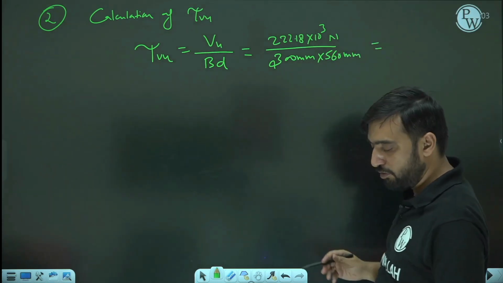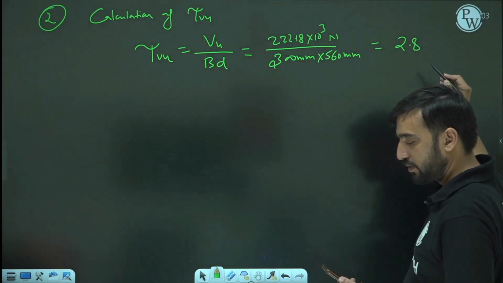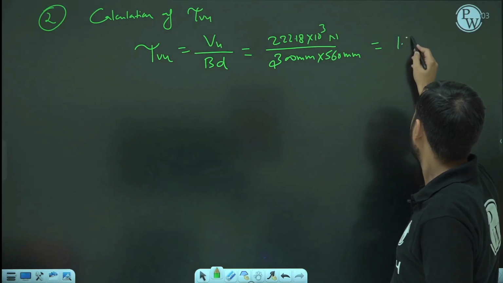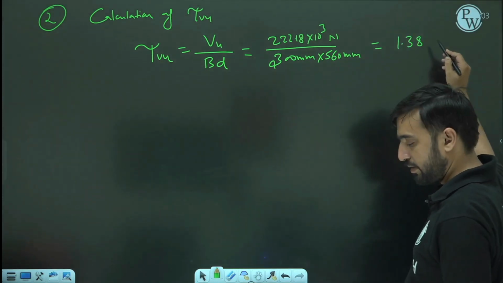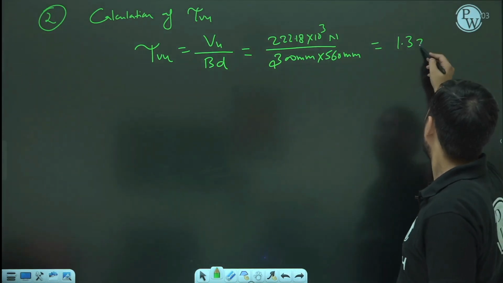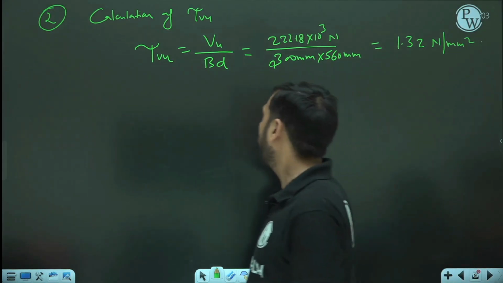So what is this value? Tau v value is equal to 2.8. Sorry, 1.38 Newton per mm square. Okay. So tau v value is this.